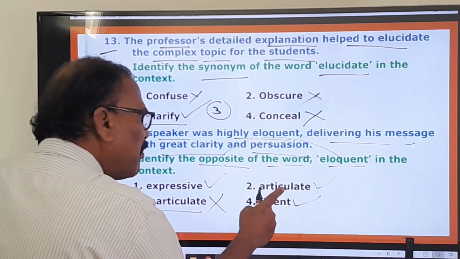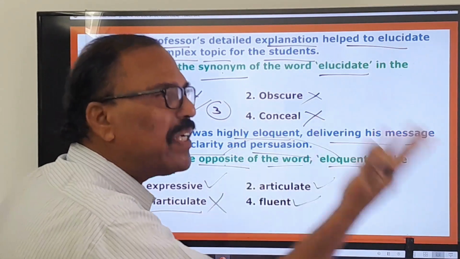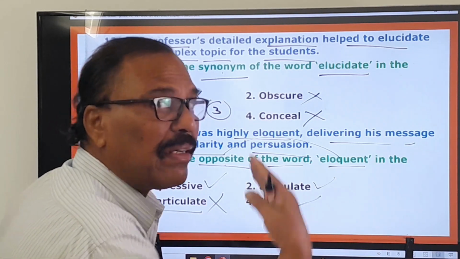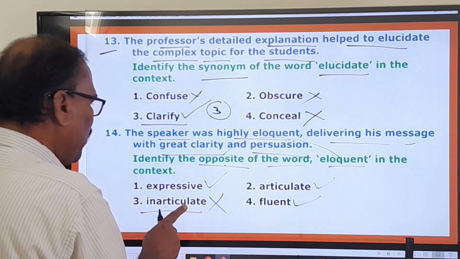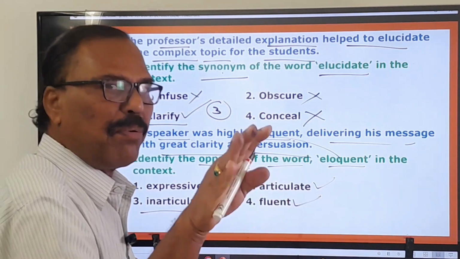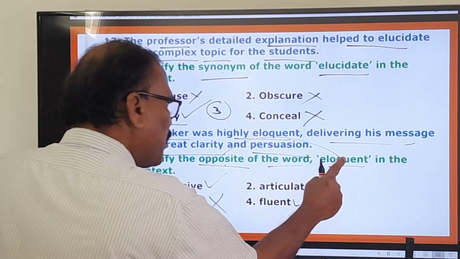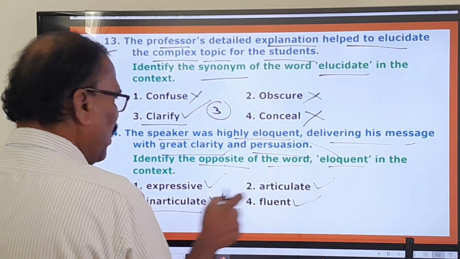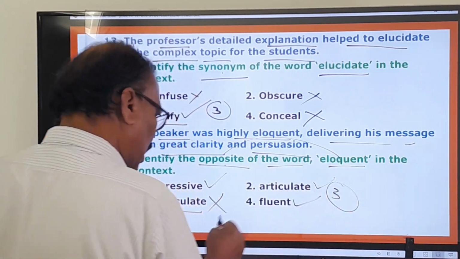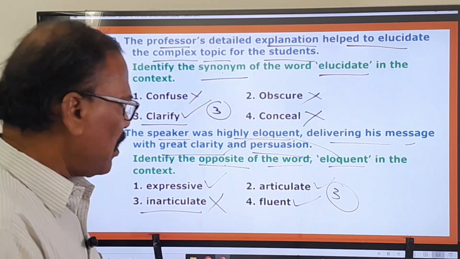Inarticulate. Articulate means eloquent ga cheppadam, anargalanga cheppadam. Inarticulate means anargalanga cheppakapovodam. So something like that. So the opposite of eloquent is inarticulate. Therefore your answer is the third one. Now you go to other questions.